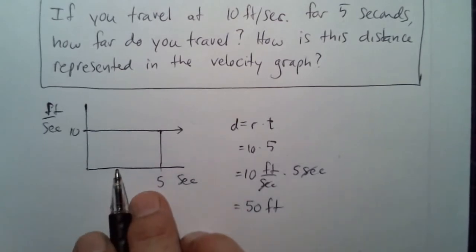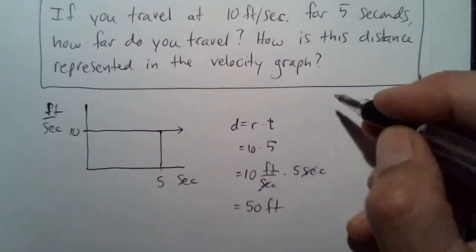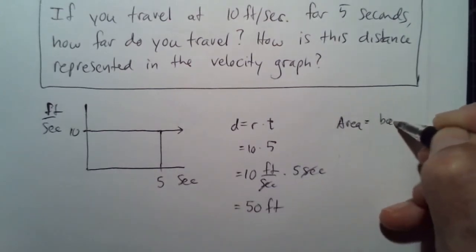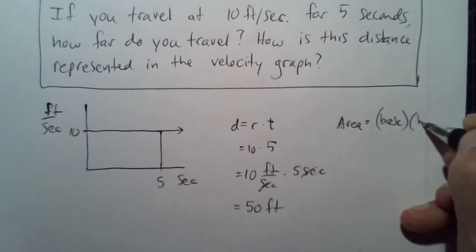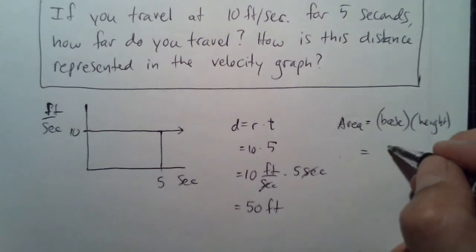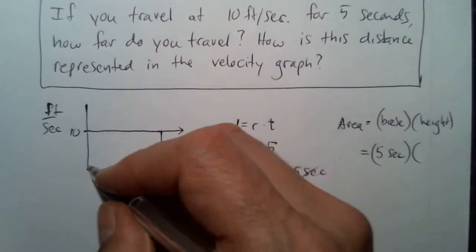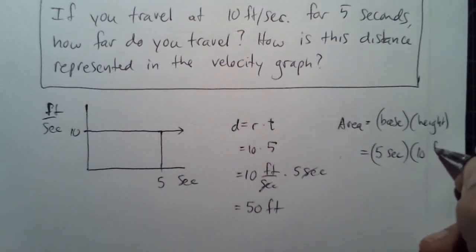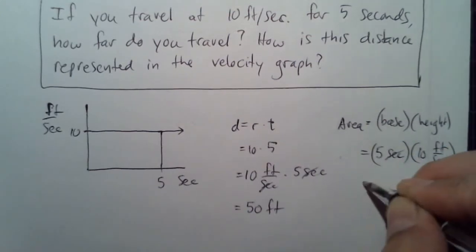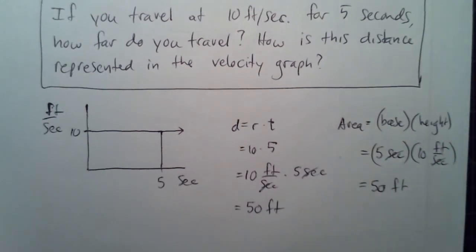Where does 50 show up in the graph? It shows up as the area, which is, if we look at the area of this rectangle, base times height. The base is 5 seconds. The height is 10 feet per second. And we can see the same thing happening. 50 feet is the answer.